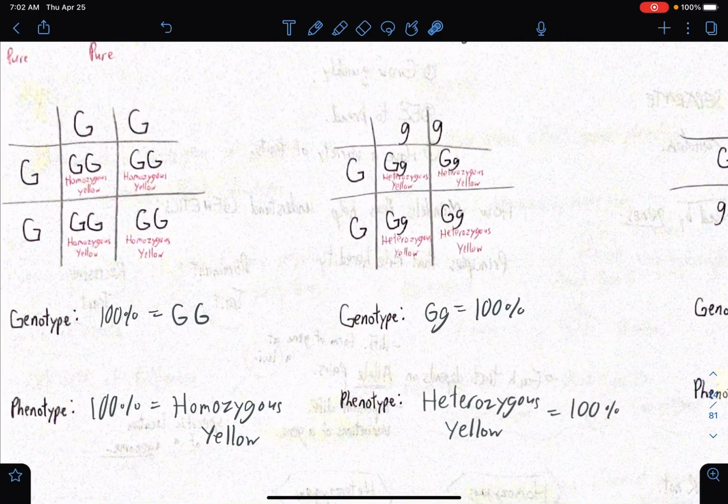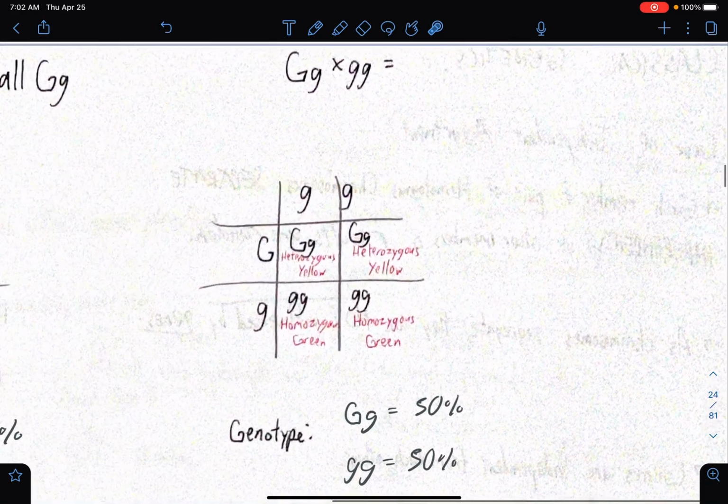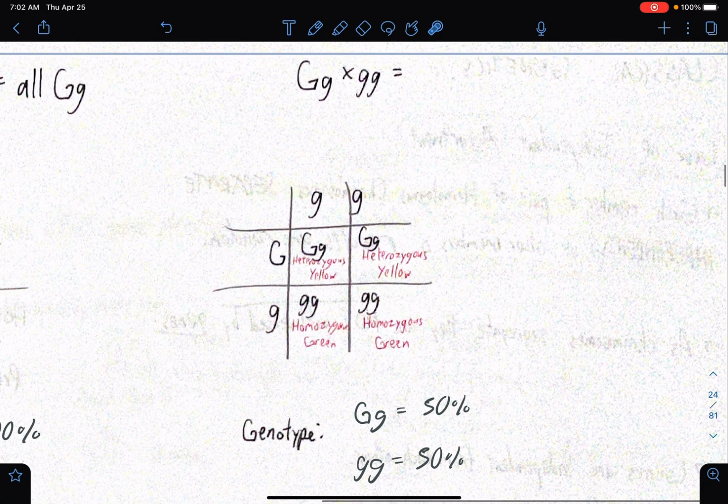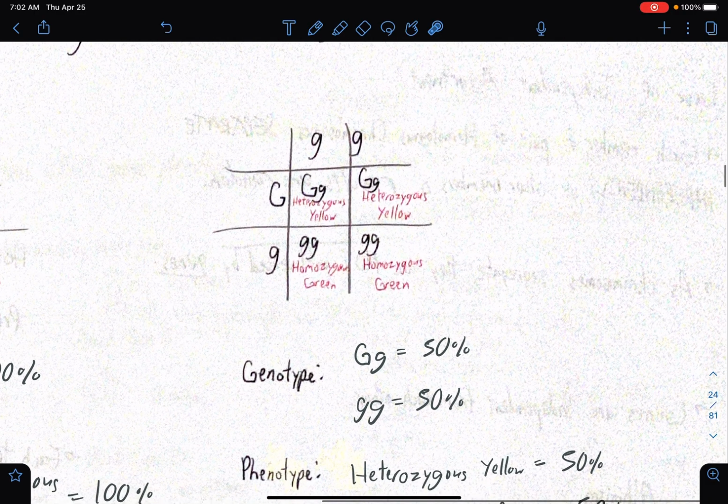So if you can see the difference between this and this, if it's both capital or both small, then it's supposed to be homozygous. If there is a capital and a small letter at the same time, then it's heterozygous. Okay, moving on. We have a heterozygous capital G small g, and then we have small g. Heterozygous crossed with a homozygous. So what would be the outcome?